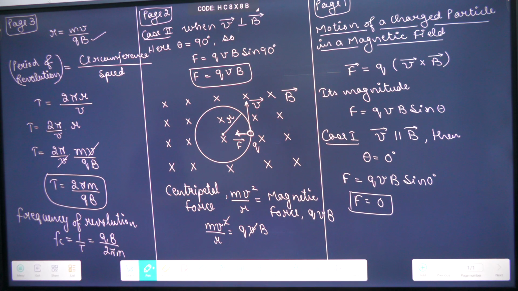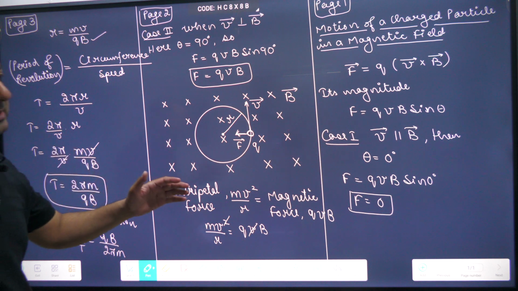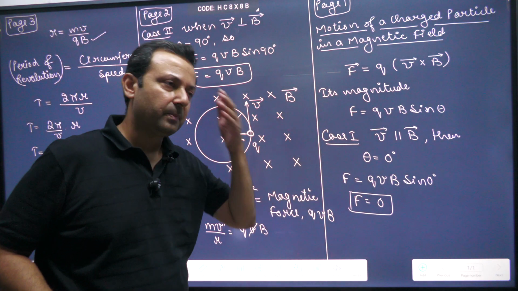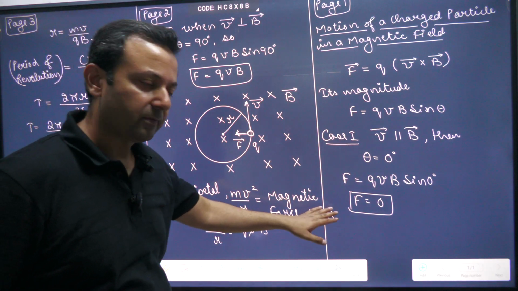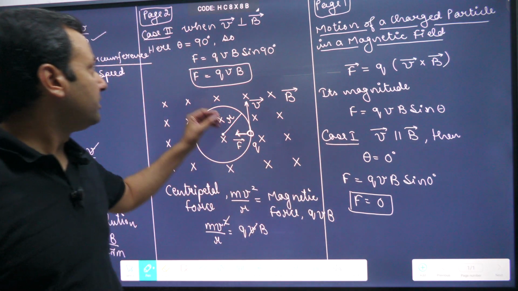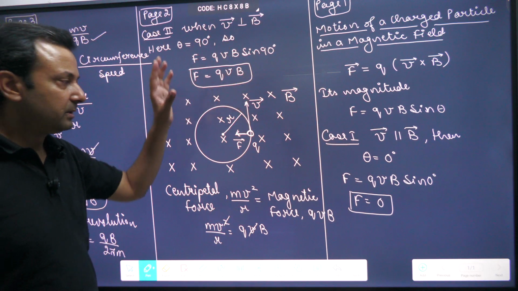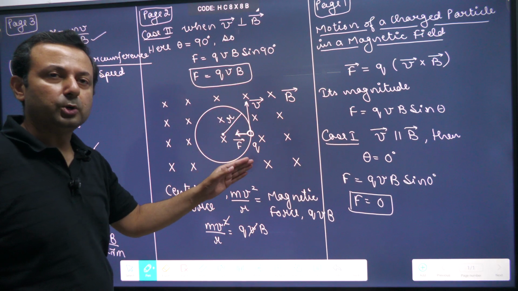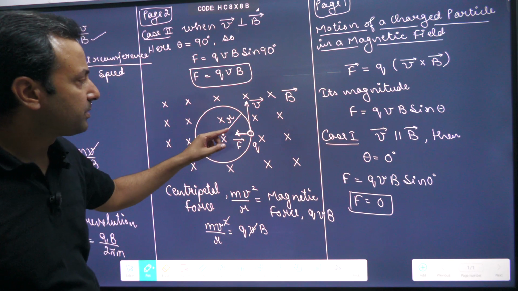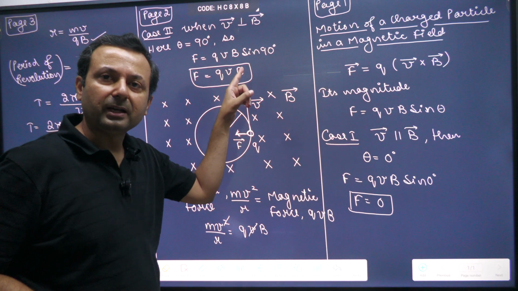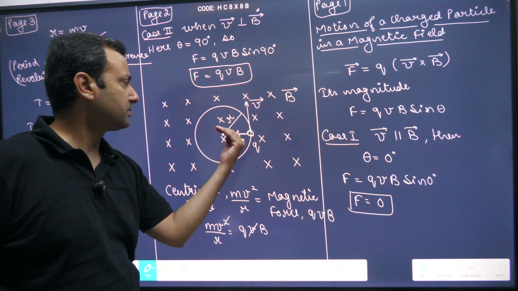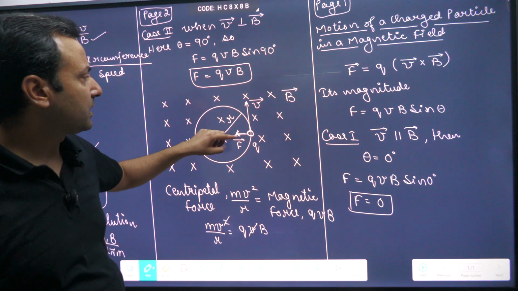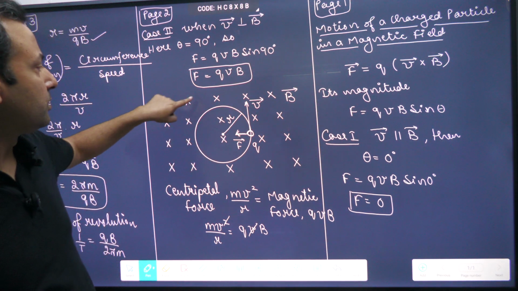Okay. Now we will go through case number third. Case first was that when v vector is parallel to b vector, then magnetic force is zero. F is zero. When v vector is perpendicular to b vector, the charged particle wants to go in a straight direction, but the magnetic force deflects it sideways, and because of that magnetic force it follows a circular path.